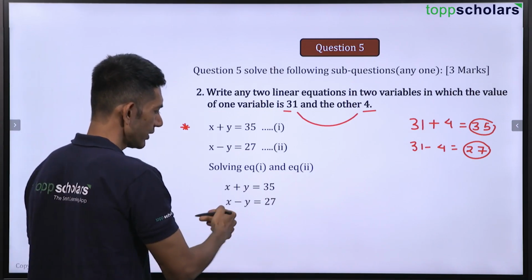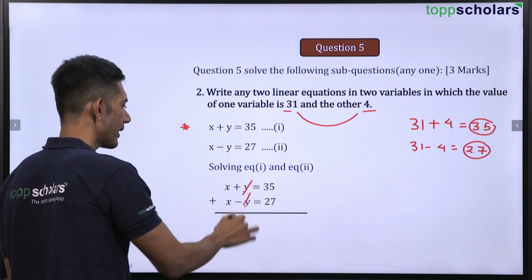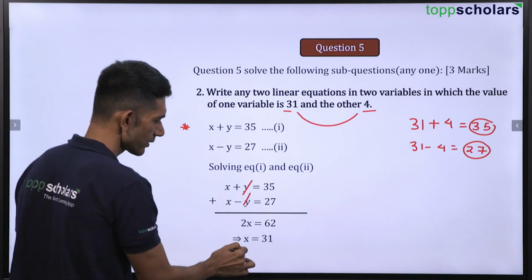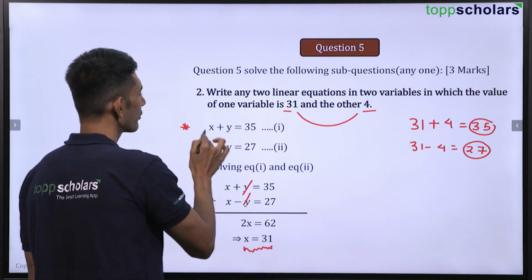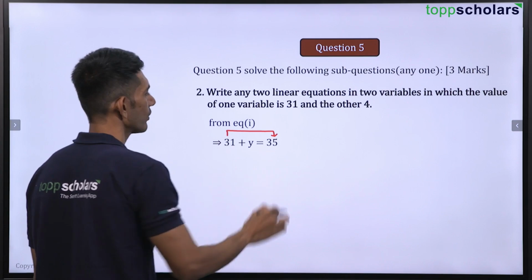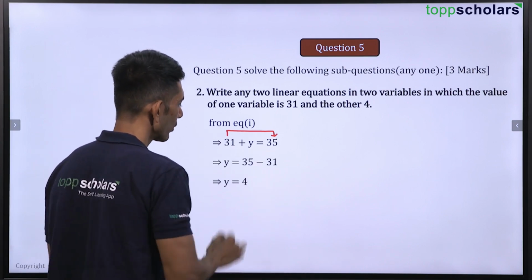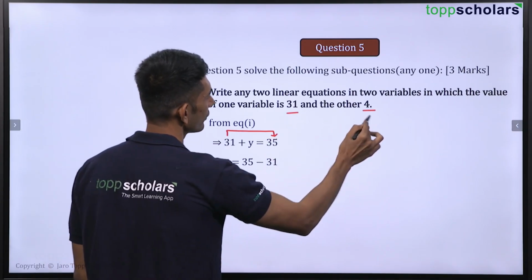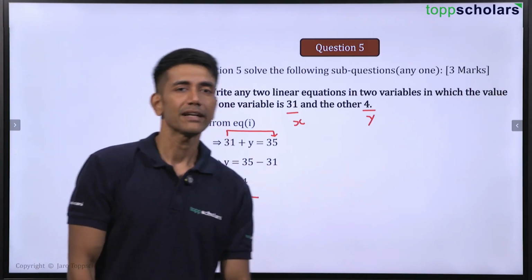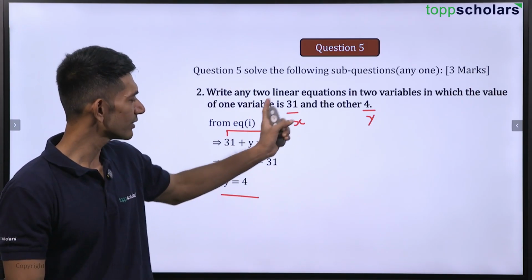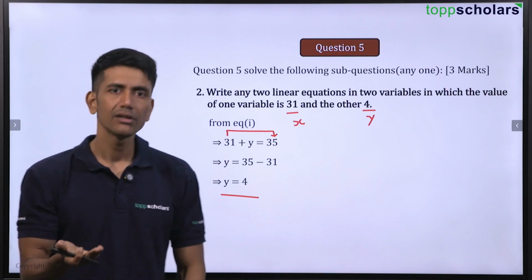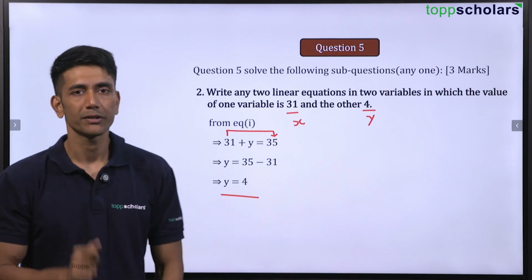If you just add these, you're going to cancel out y. You get 2x is equal to 62. x is equal to 62 divided by 2, that is 31. Now x is 31. Put x over here and you'll get the value of y. So 31 plus y is equal to 35, so y is equal to 35 minus 31. y will be 4. So y is 4, x is 31. That's it. So, a tricky question. You can remember this as, if they tell you something like this, even if they give you any random value, you just take the addition, you just take the subtraction and solve it.